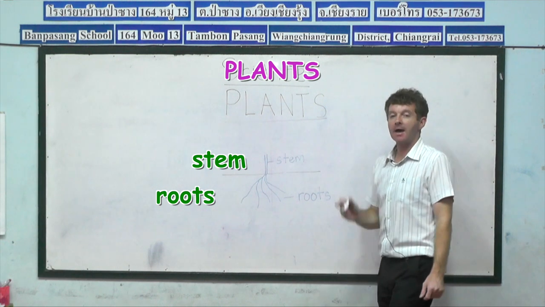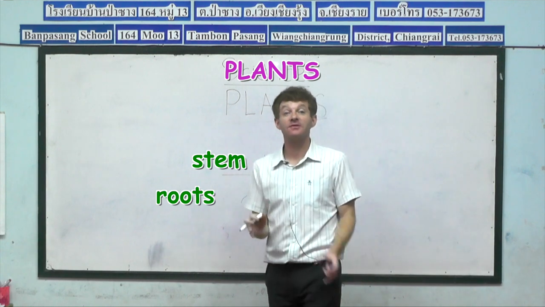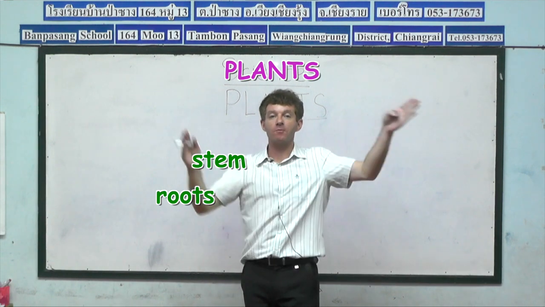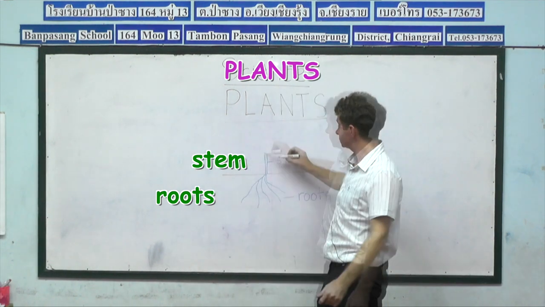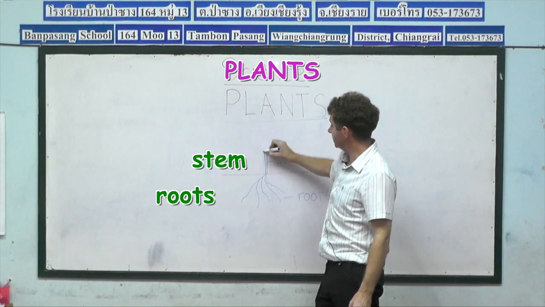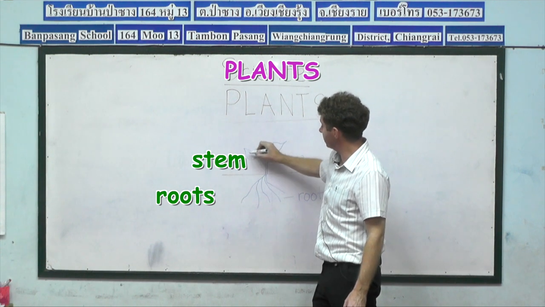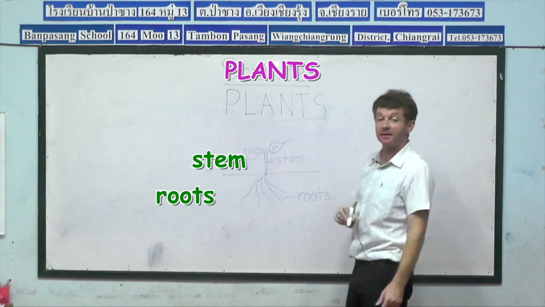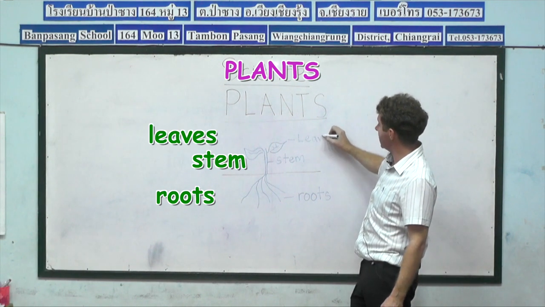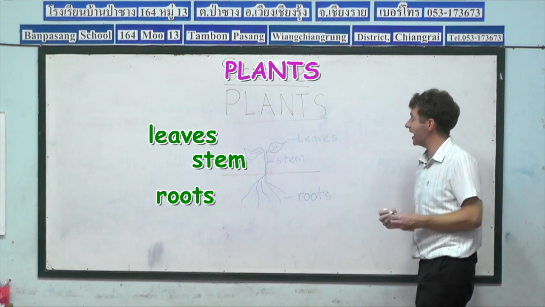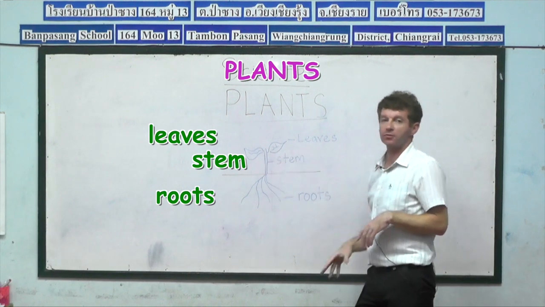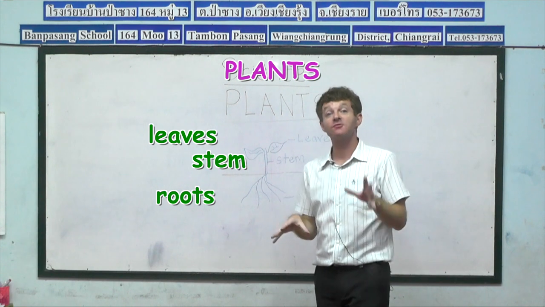S-T-E-M. And like I've explained in previous lessons, the stem is like the skeleton of the plant. The stem will take all the different parts of the plant to where they need to go. So off the stem, we might have things like, yes, you see, coming off the stem, we have various types of things beginning with L, leaves. L-E-A-V-E-S, leaves. And notice the plural because we have more than one. There is usually many leaves on a plant.